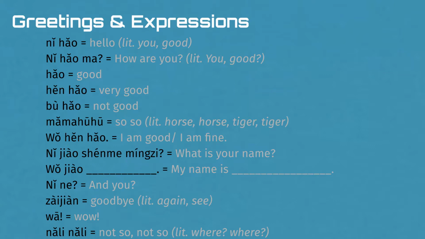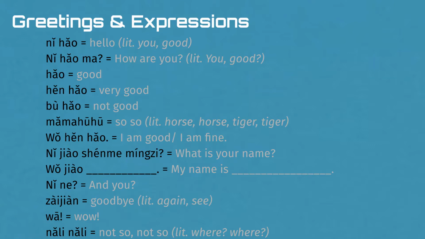你好 is literally you good. So you add that question word ma on the end. It's like, are you good? 你好吗? And then 好 is the answer, or 很好. People tend to say 很好. 不好. Most people won't say that even in English, but just so you know how to say it.